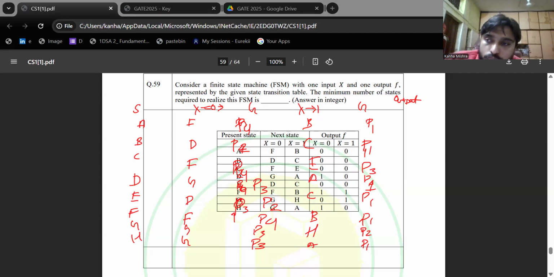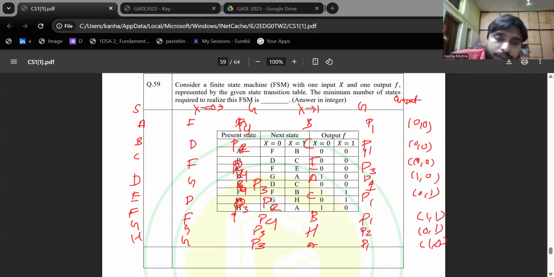Outputs. So 0,0; 0,0; 0,1; 0,0; 0,1; and 1,1; 1,0; 1,1; 0,1; 1,0; 1,1; and 1,0. This is what the table looks like on the basis of next states and whatever.